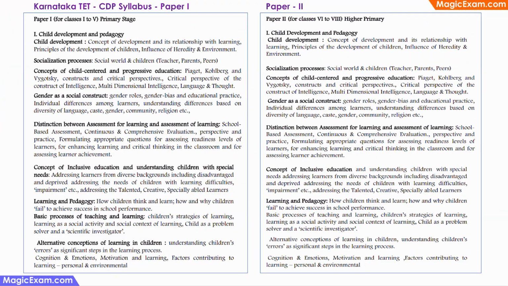In this video, we'll talk about the concept of inclusive education and understanding children with special needs, that is, addressing learners from diverse backgrounds including disadvantaged and deprived. This is part of the Karnataka TET CDP syllabus for paper 1 and paper 2.